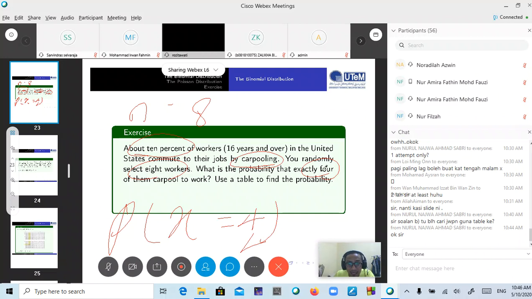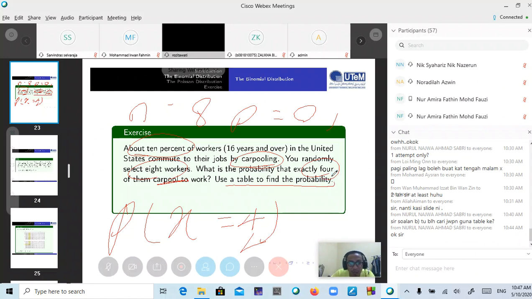So, yang awak nak cari apa? Exactly 4 of them carpool. So, probability of success you adalah 0.1. So, P adalah 0.1. Why 0.1? Sebab dia sukses untuk carpool dan question ni pun bagi carpool. Okay? And then, use a table to find the probability distribution.